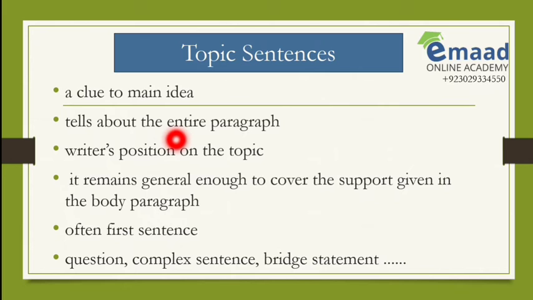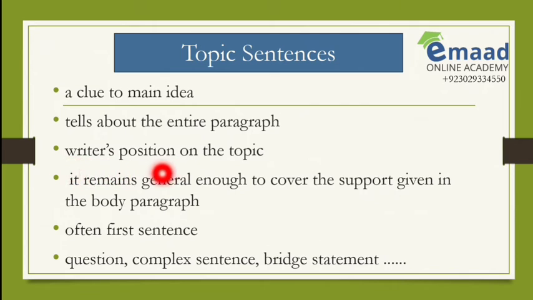It sums up the whole paragraph. Just looking at the topic sentence, the reader must find out what this entire paragraph is all about. The topic sentence also gives the writer's position on the topic. For example, there is a paragraph beginning with the sentence, "Village life is so good for the health issues of human beings." So, if village life is good for health, the paragraph is about village life.